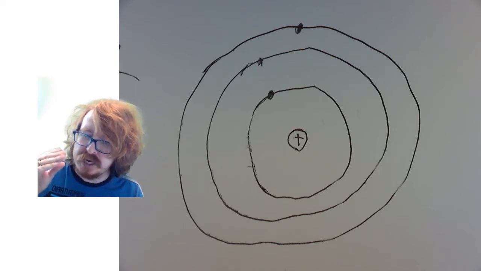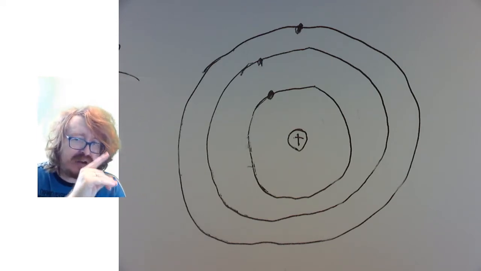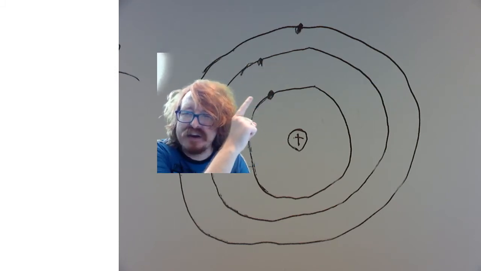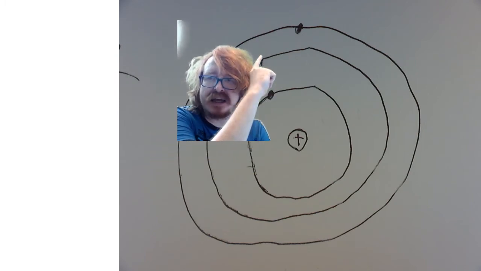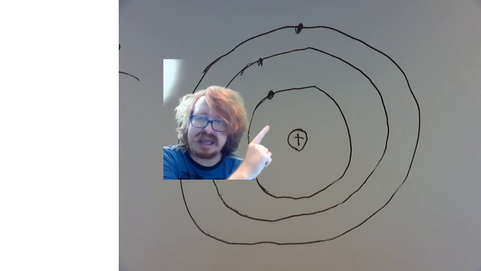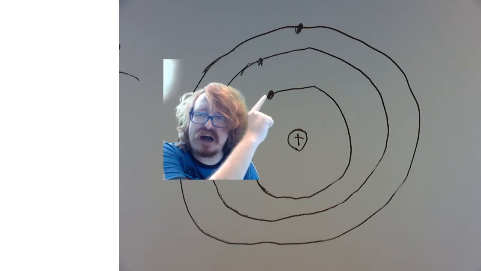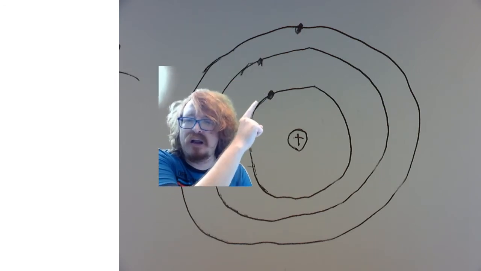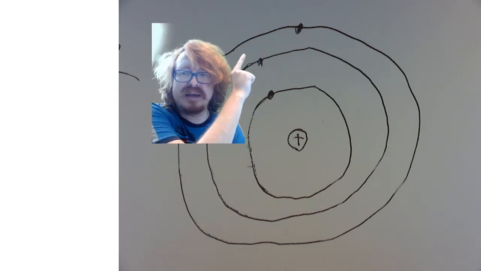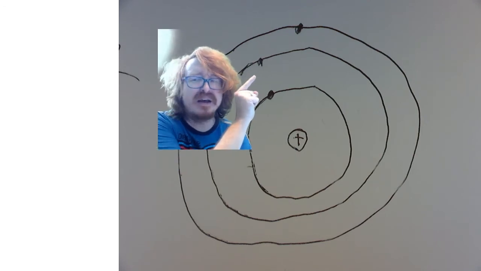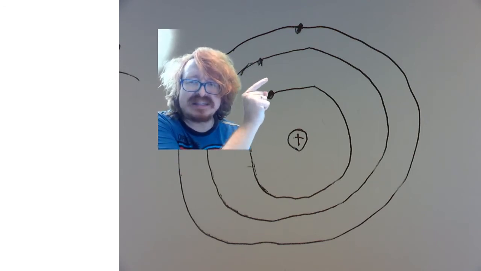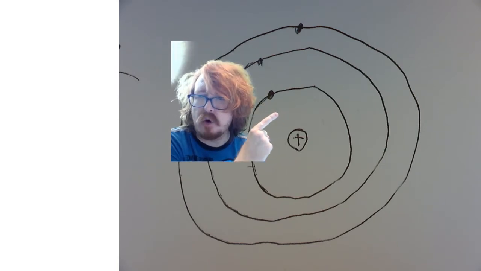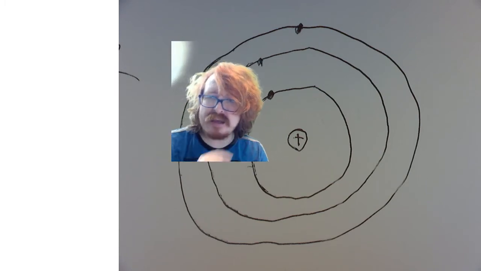But in an atom, the difference is there's only certain orbits that an electron can be in, okay? Electrons can only orbit in certain places. So an electron can orbit here, and it can orbit here, but it can't orbit here. It's impossible for it to orbit here, just as an example atom. And it might not be able to orbit here either, okay?